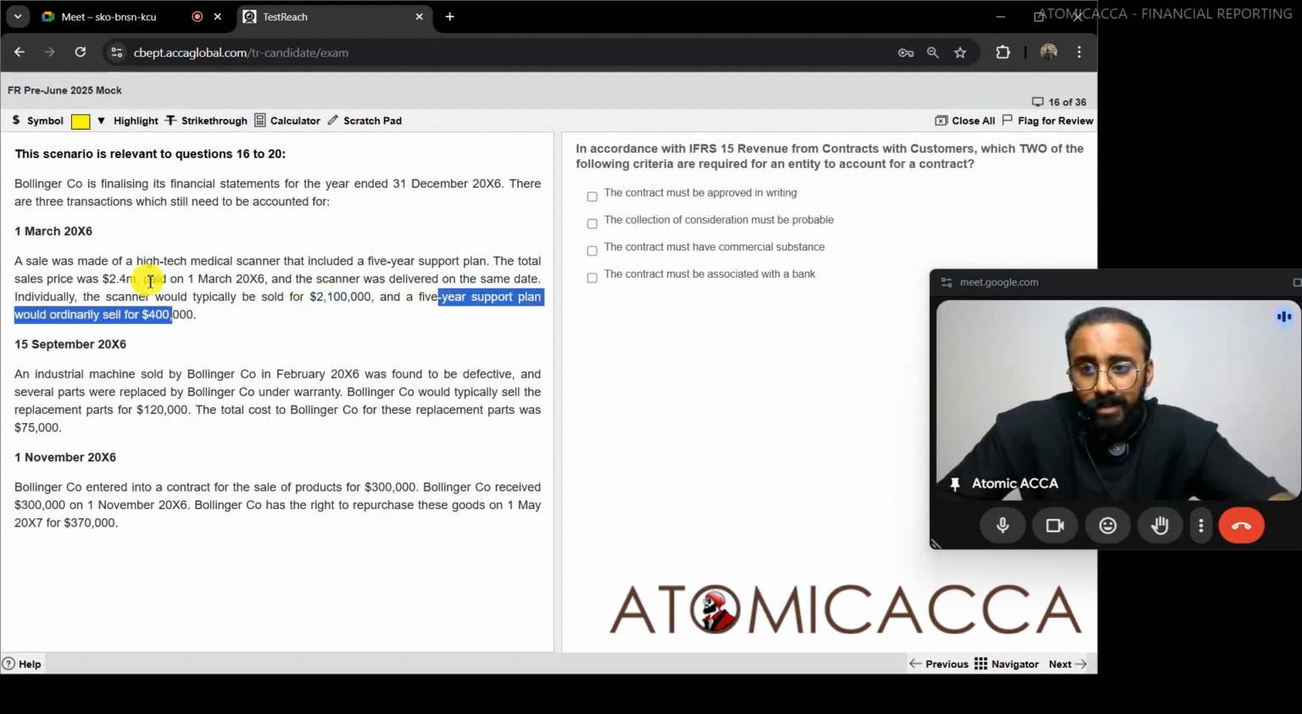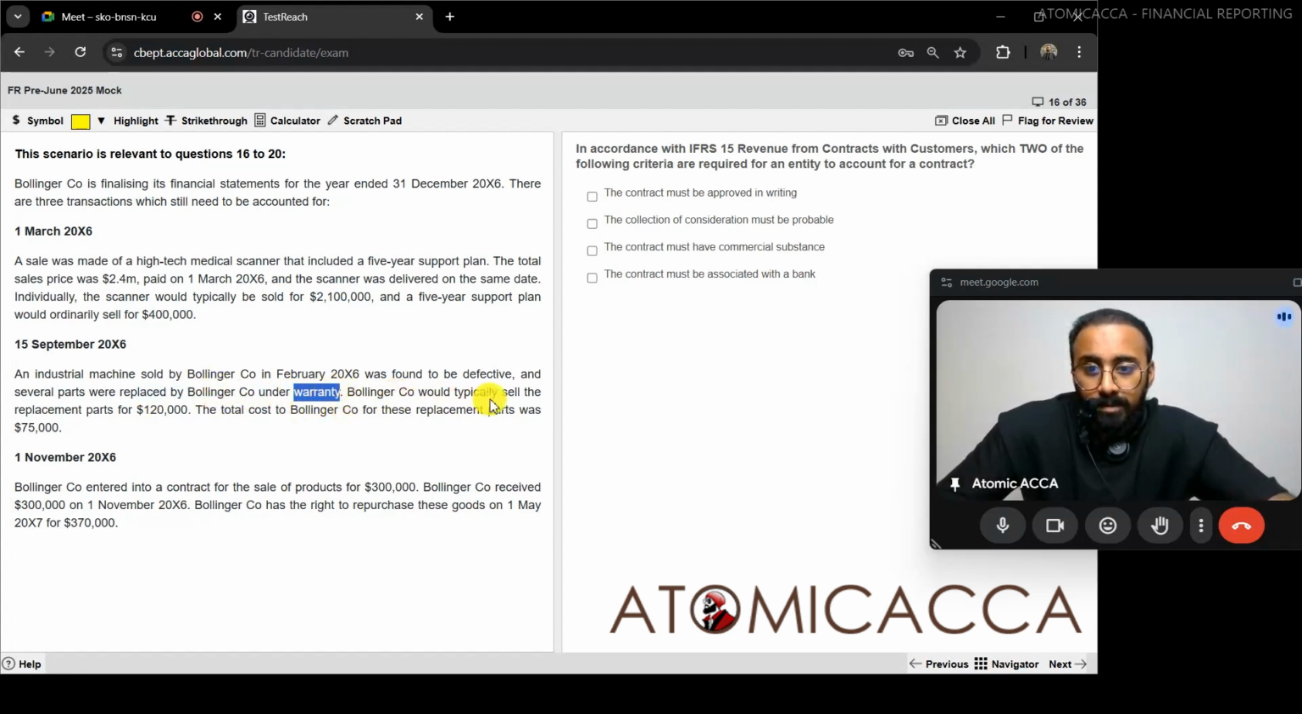Okay, this is about revenue. Some product is being sold for 2.4 million, and the scanner has a 2.1 value individually, and the 5-year support plan is there for 400,000. Okay, done. 15 September, an industrial machine sold by Bollinger Company in Feb 20X6 was found to be defective. So it was already sold and then it's found to be defective. And several parts were replaced by Bollinger Company under the warranty. So not getting any extra money, you're just going and repairing for them.